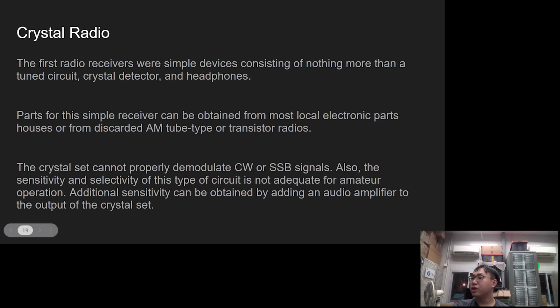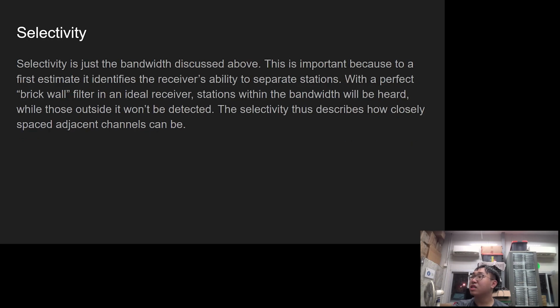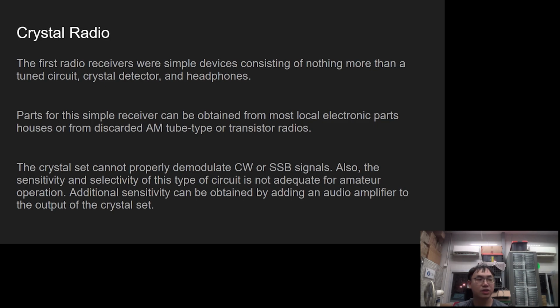Again, a crystal radio can only receive AM signal. Because it does not have more components, it cannot demodulate CW or SSB, or even FM. And its sensitivity is very bad. Yes, the sensitivity is bad, because it does not have any amplifiers to help amplify the signal.